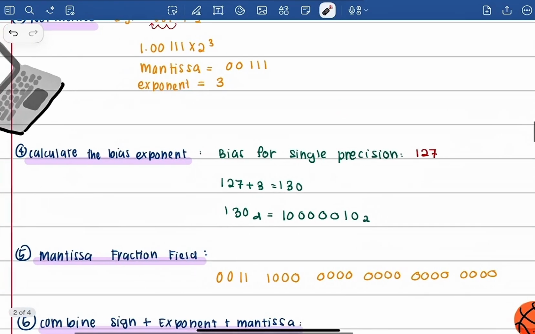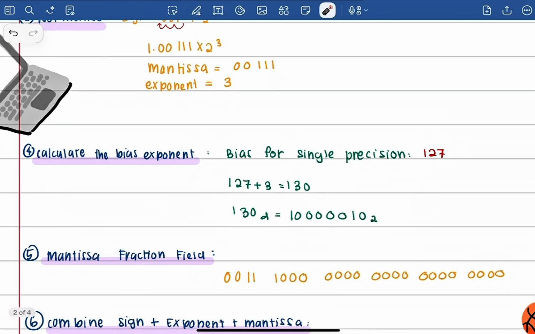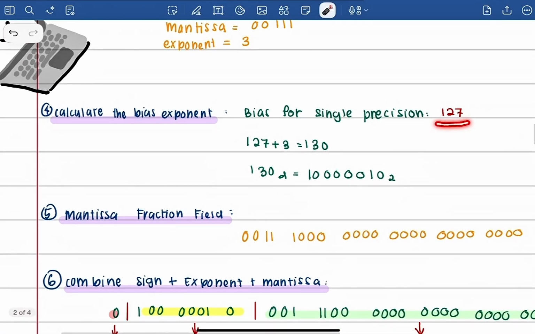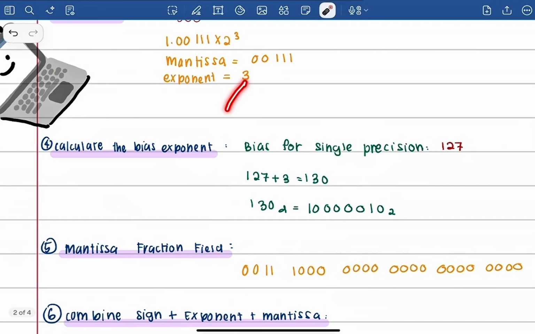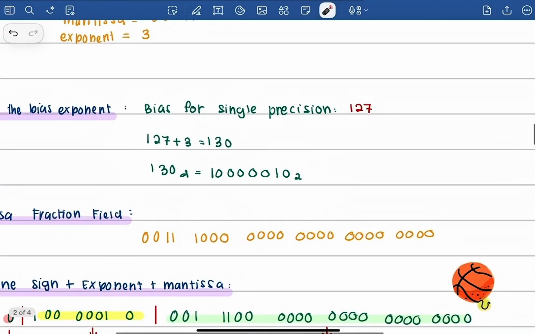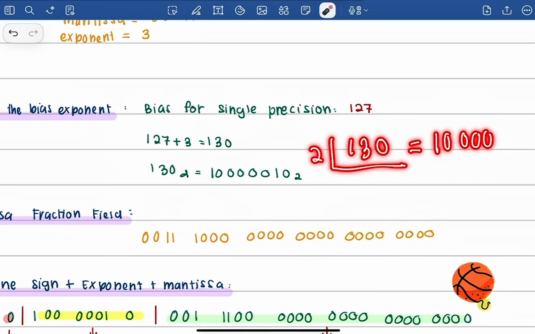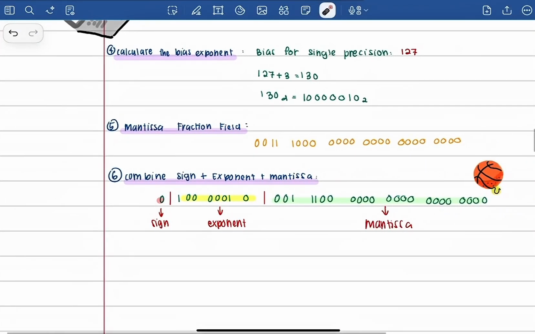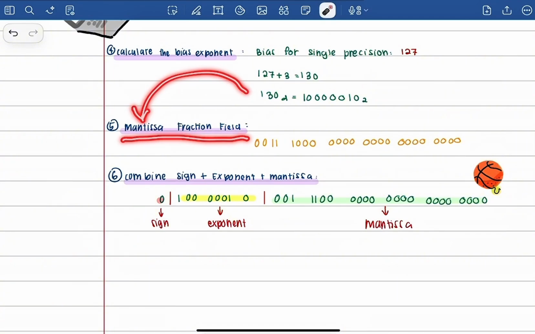After we settle the normalized part, we go to calculate the bias exponent. The bias for single precision is 127, which is a fixed number for single precision. So we take this number and add the 3 here, and then it will be 130. 130 is in decimal, so we need to convert it into binary. Same goes, we divide and we get the binary.